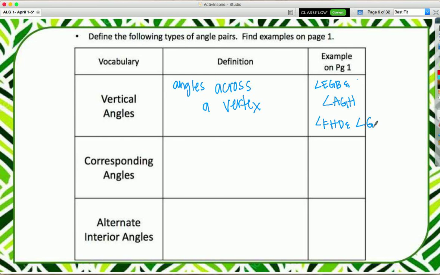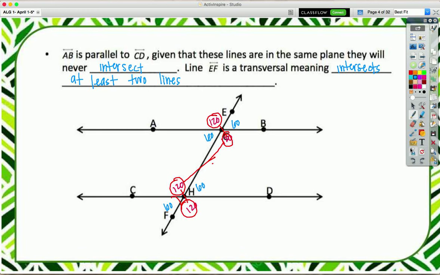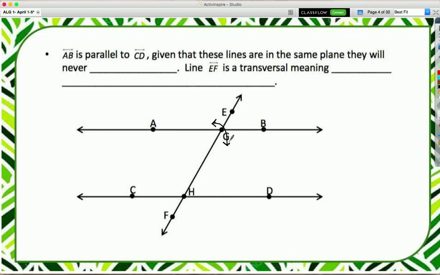Angle GHC. So for my visual people, I'm going to go back one more time and show you. Let me clear this. I said this one, and then this one was vertical. And then I said this one, and he told me this one was vertical. So they are across from a vertex to each other. Yes, they have to share a vertex. They're across the vertex from each other.